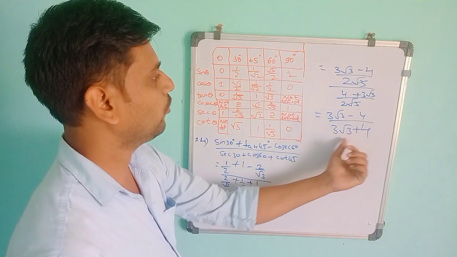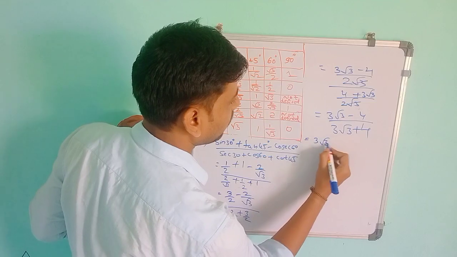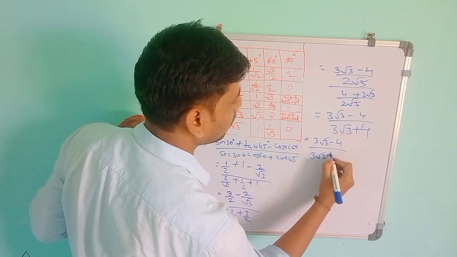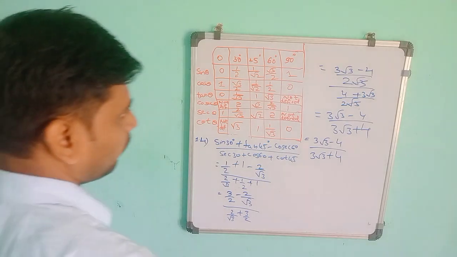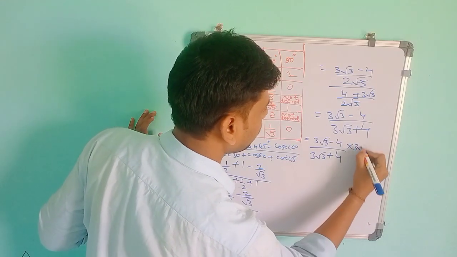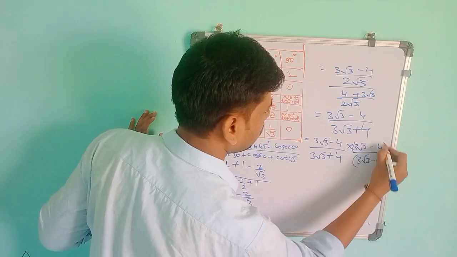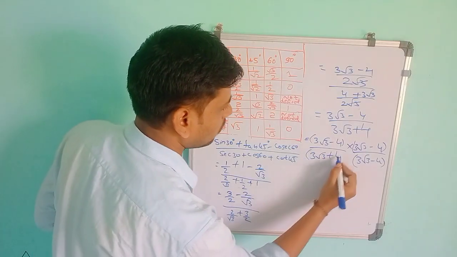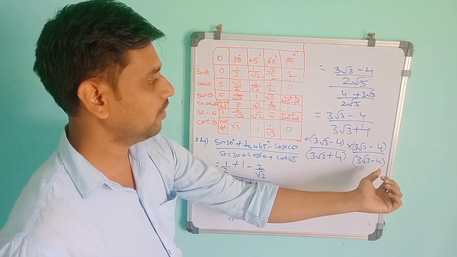So 3 root 3 minus 4 divided by 3 root 3 plus 4. What I told for this one, you have to rationalize this one. Rationalization means we have to take the negative sign of the denominator. So it will be multiplied by 3 root 3 minus 4 on both numerator and denominator. Now for rationalization, we take the positive sign of the value and the negative sign of the value.